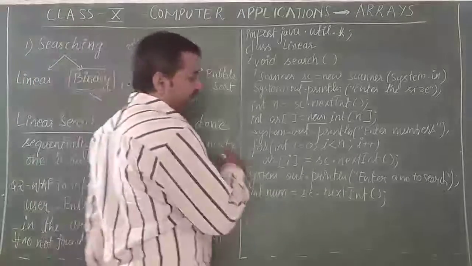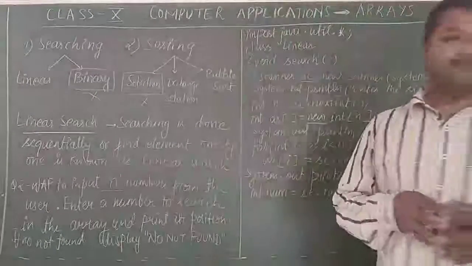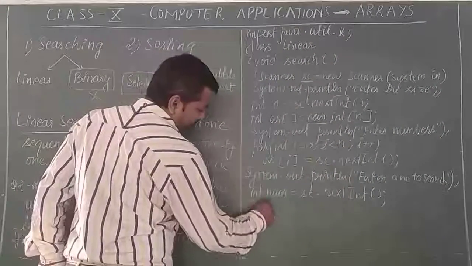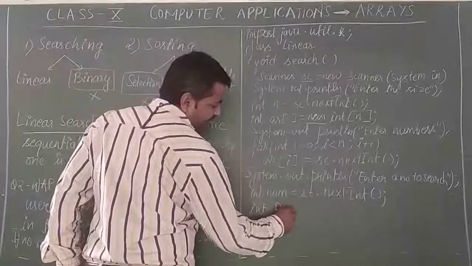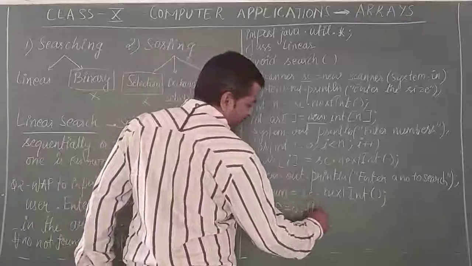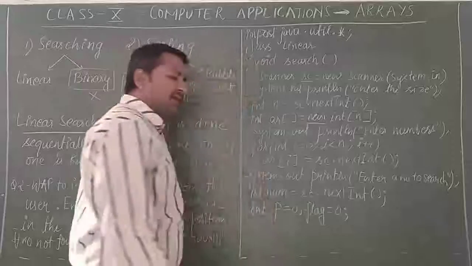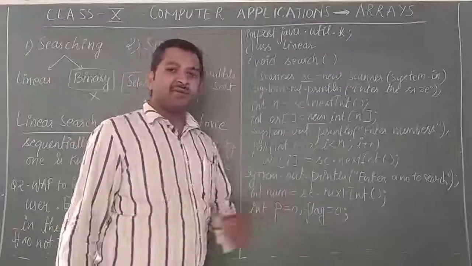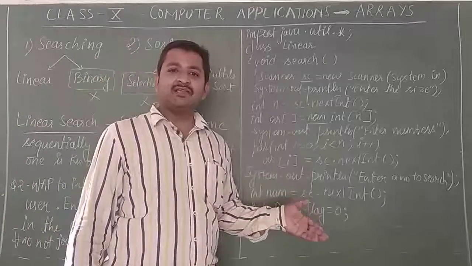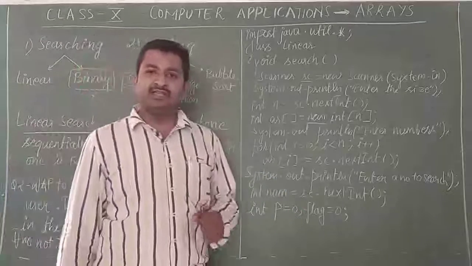Now next part, you have to print the position. So for printing it, you have to declare a variable int p, initializing it as 0. One more variable we are taking, the flag variable. Now what is the use of the flag variable? Let me tell you. The flag variable is used to tell whether the number is found or not found. If the number is found, we will set flag = 1. If the number is not found, then the value of flag will remain 0.